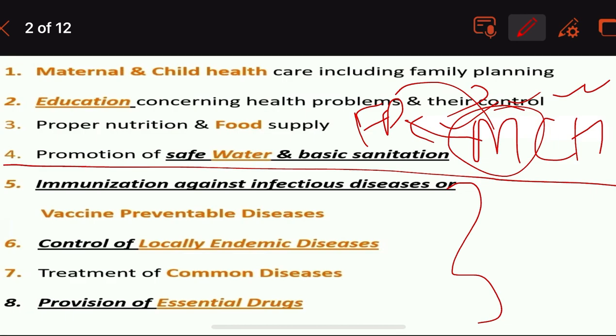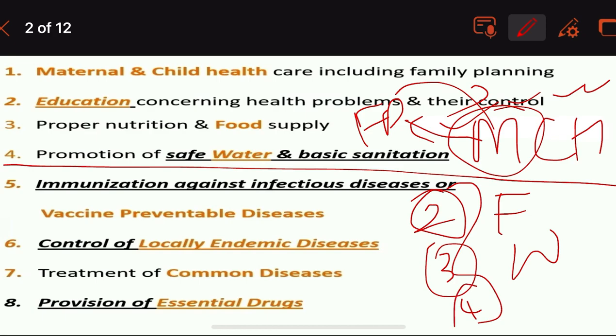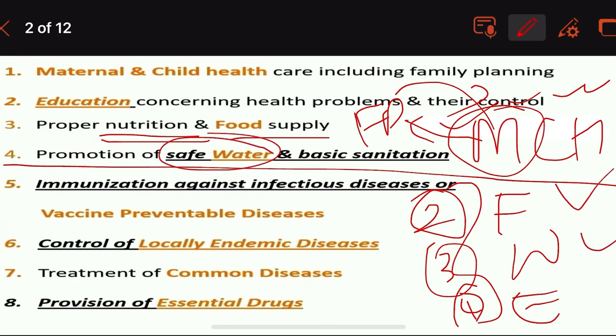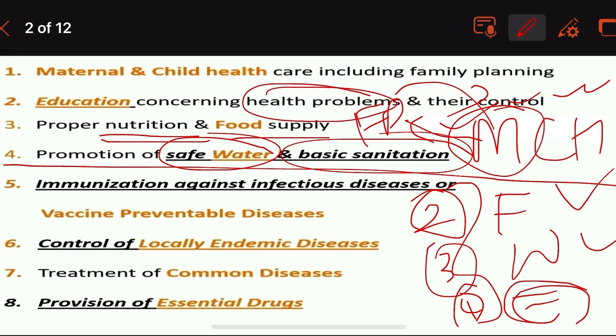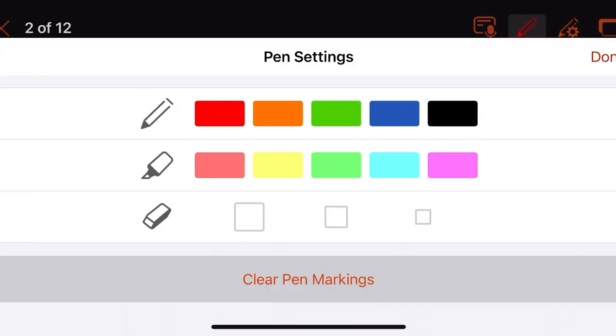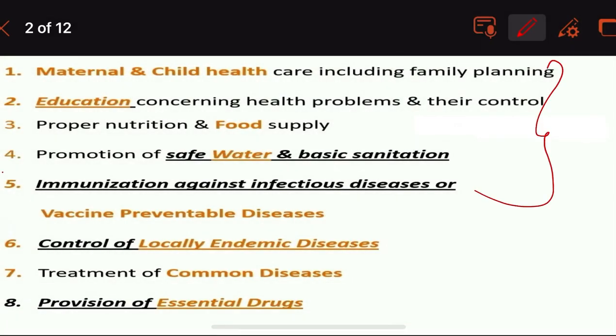Next, essential element is food, water. Then we have education. Food, what will you write? Proper nutrition and food supply. Water, you'll write the promotion of adequate safe water and basic sanitation. Lastly, education. Education regarding the health problems and how to control them. So we are done with the first 4 points.